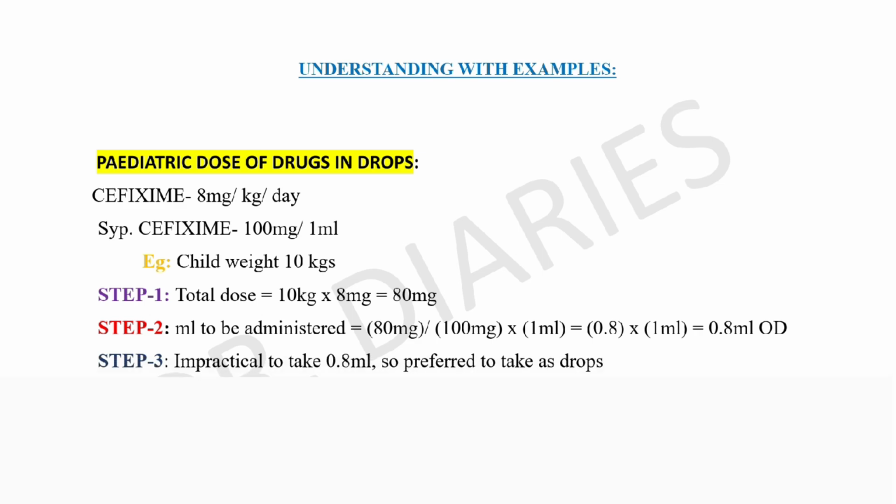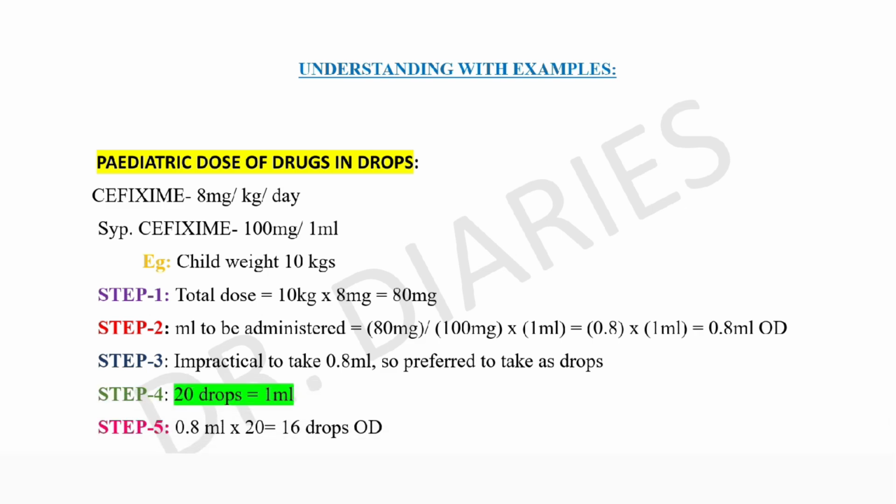Step 3, as it is very impractical to give 0.8 milliliters, we prefer to give it in drops. Now we know 1 milliliter is 20 drops. Multiplying 0.8 into 20, we get 16 drops. Thus, we give 16 drops once daily.